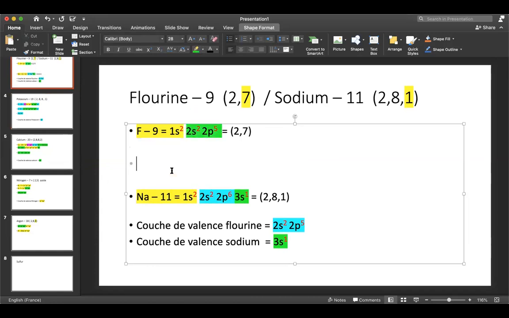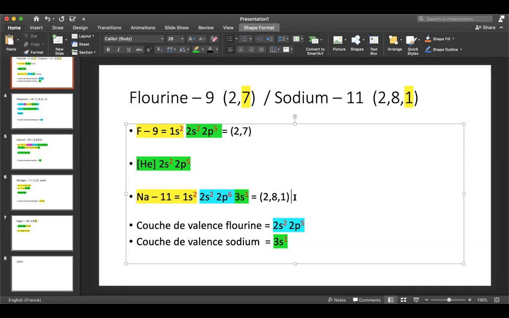Then what noble gas is this? This noble gas here. Helium. Voila. Helium. Then couche de valence. That's the noble electron configuration for fluorine.